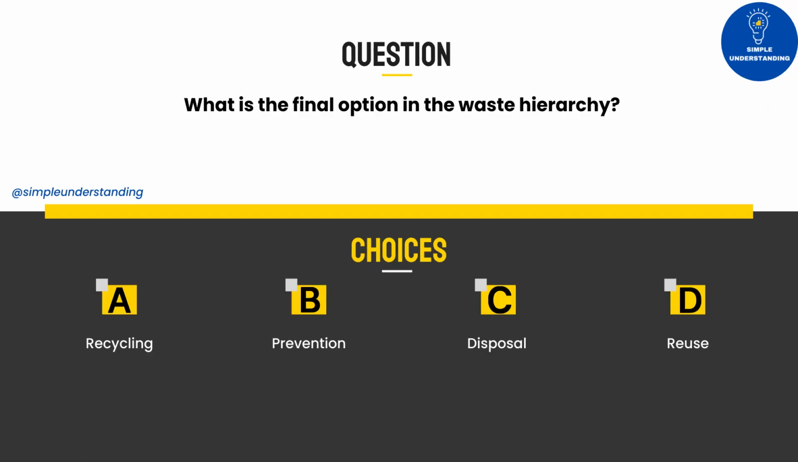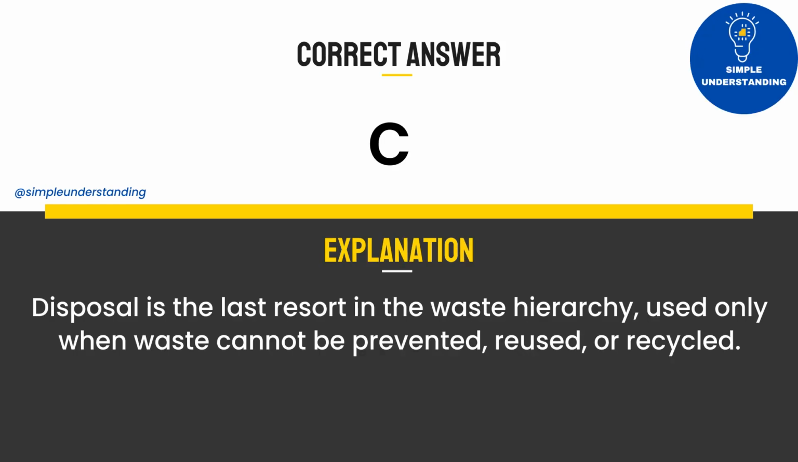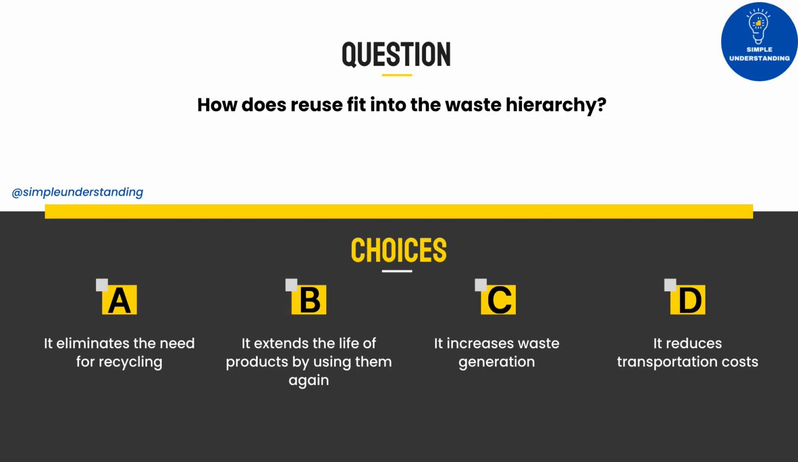8. What is the final option in the waste hierarchy? A. Recycling. B. Prevention. C. Disposal. D. Reuse. Correct answer: C. Overall explanation: disposal is the last resort in the waste hierarchy, used only when waste cannot be prevented, reused, or recycled.